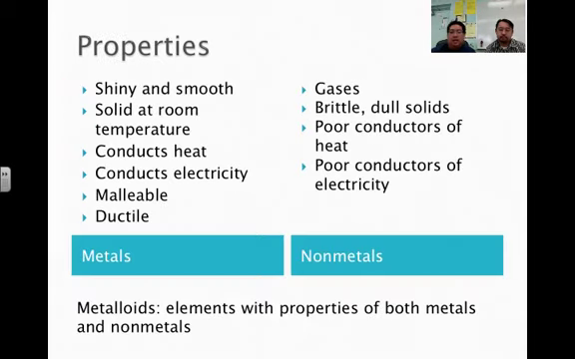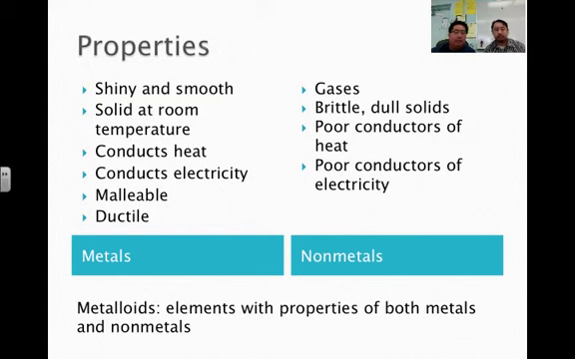In terms of metals and nonmetals, this is a summary of their properties. Notice that metals are always solids with the exception of mercury. Right. They're shiny and smooth, which means sometimes they have what we call luster. They conduct heat and electricity very well. They're malleable, which means you can pound them into sheets, and ductile, which means you can draw them into wire. Nonmetals can exist in all three states. They can be solid, liquid, or gas. But one thing they definitely are poor conductors of heat and poor conductors of electricity.